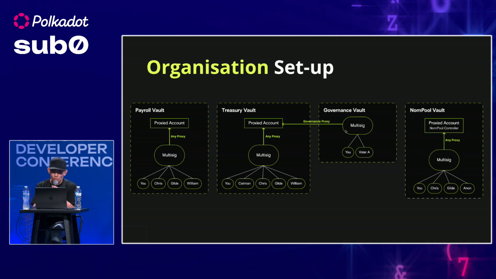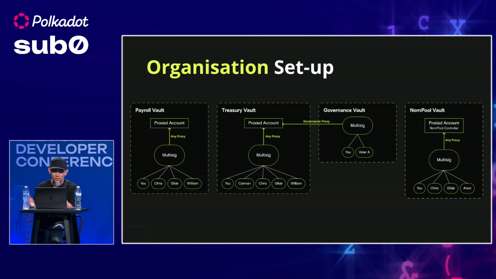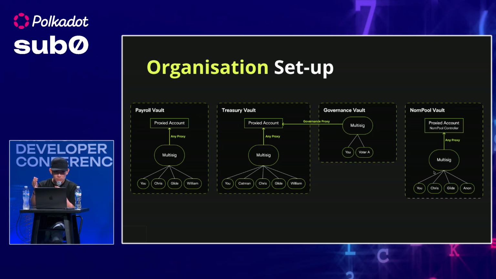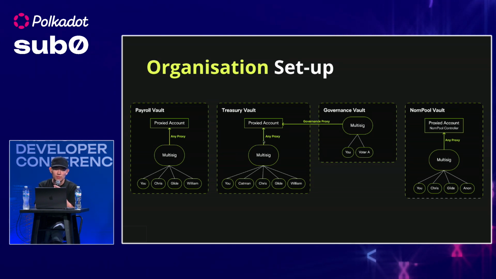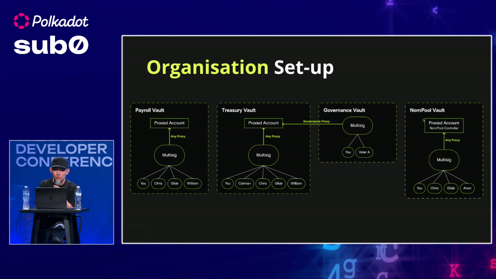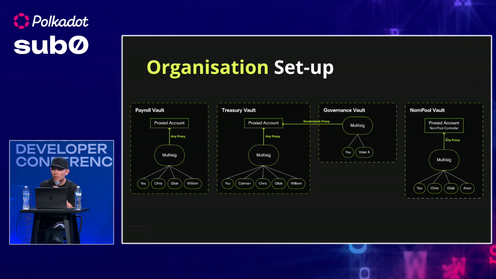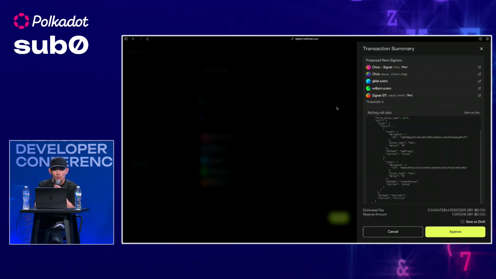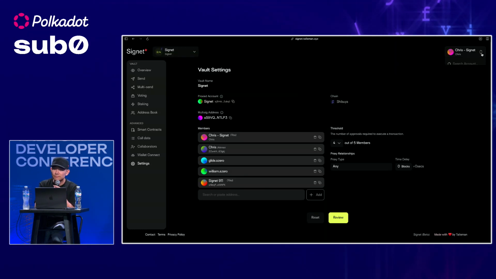And then maybe you would also have some public-facing operations, like managing a nomination pool, that you don't want to use the same signers for as your internal operations. So you would have a different vault for that. And so let's look at how that could look in Signet.